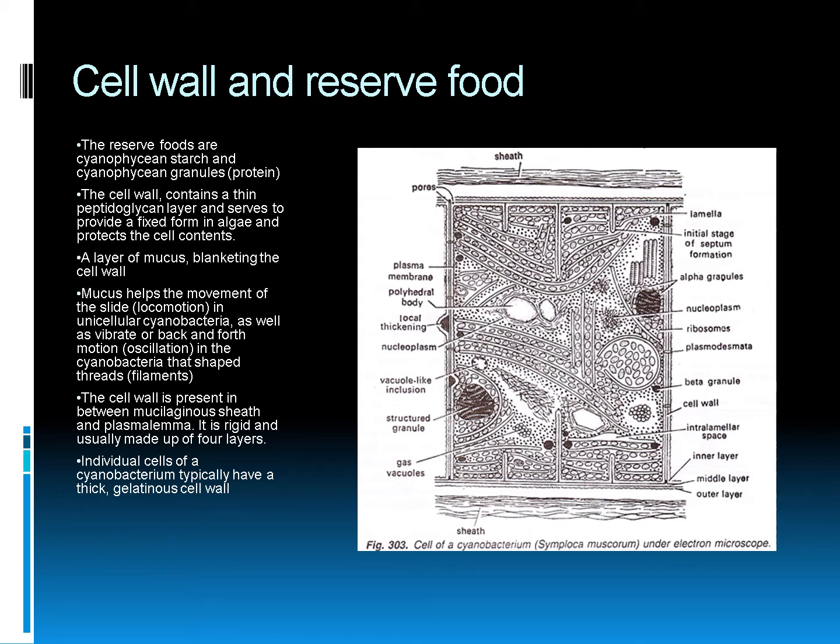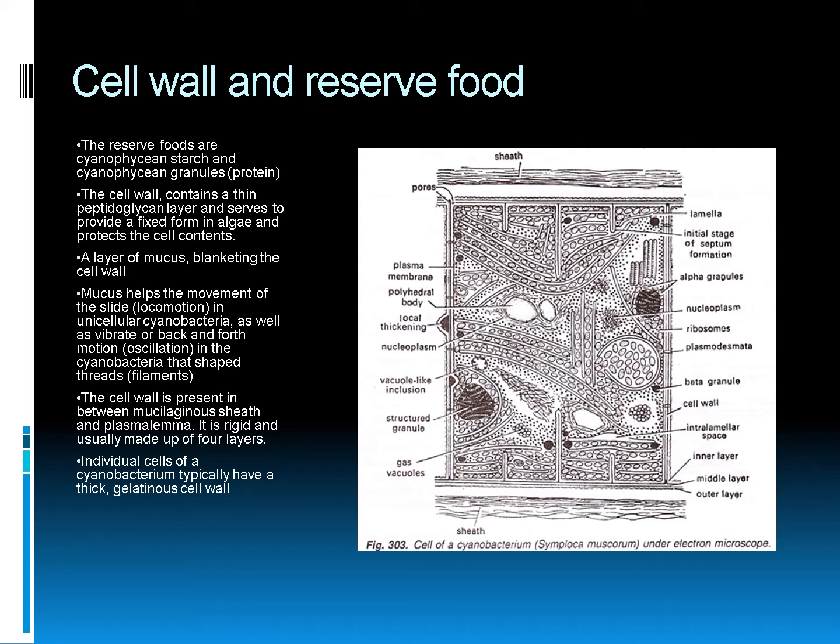The cell wall contains a thin peptidoglycan layer and serves to provide a fixed form in algae and protects the cell contents. A layer of mucus is present which blankets the cell wall. Mucus helps the sliding movement, also known as locomotion, in unicellular cyanobacteria, as well as vibrating or back and forth motion, also known as oscillation, in the cyanobacteria that form threads or filaments.